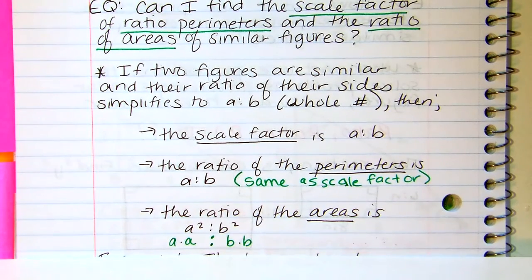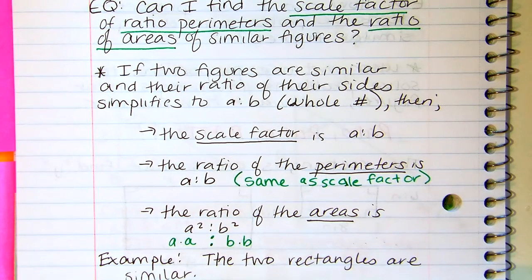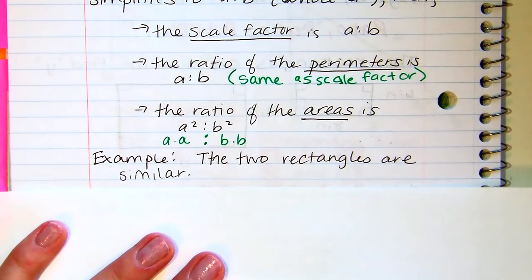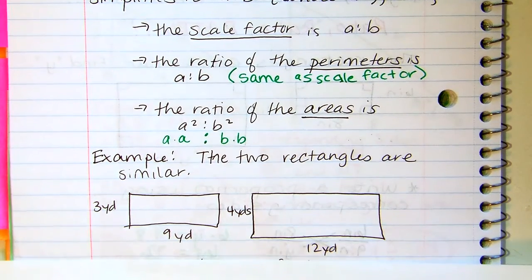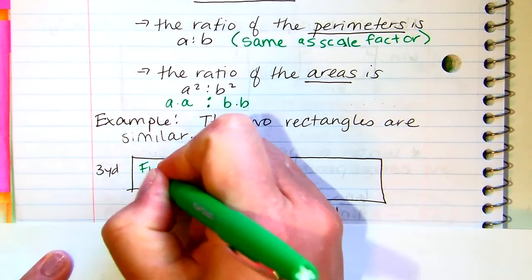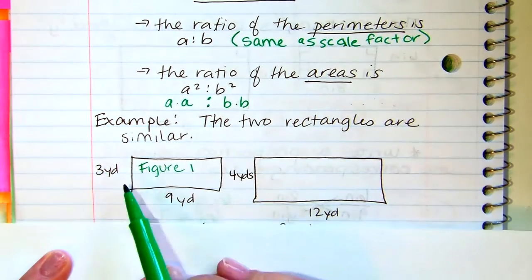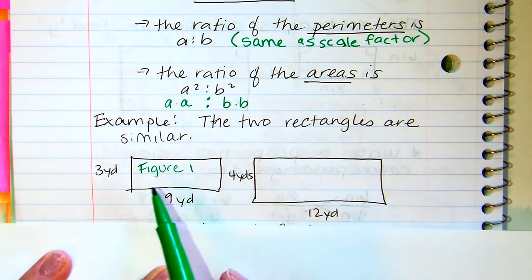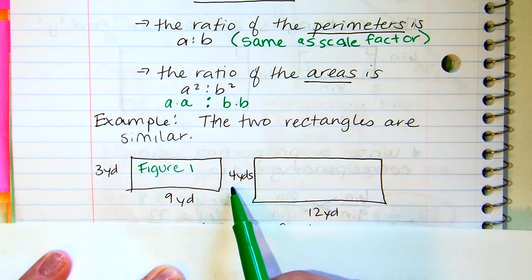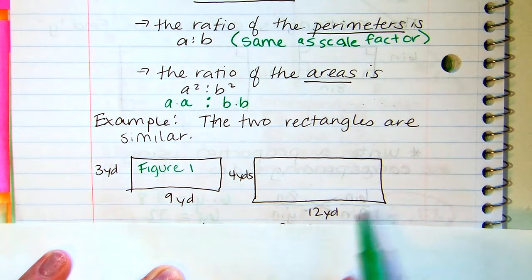Now, a lot of this isn't going to make sense right off the bat, and that is totally okay. My hope is that by the time I go through this next example, it will make sense. So here we go. In this example, we have two rectangles that are similar. In my first figure, figure 1, I have a rectangle of 3 yards by 9 yards. In figure 2, I have a rectangle of 4 yards and 12 yards.